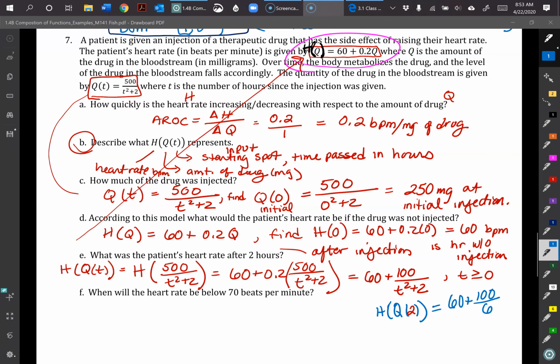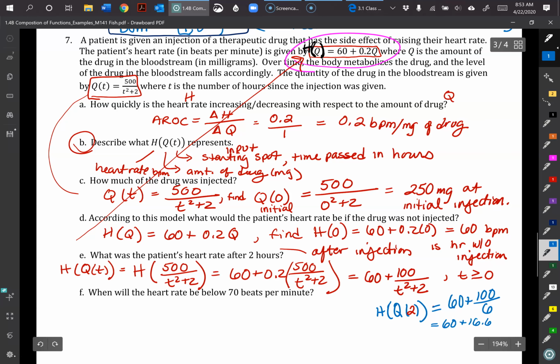And for word problems, we can just use decimals. We're going to round off in that. And so we have 60 plus 16.666667. We'll just round to 2 places. So our answer would be 76.67. And we're talking about heart rate, so it's beats per minute after 2 hours. Okay, so that's the answer for part E.